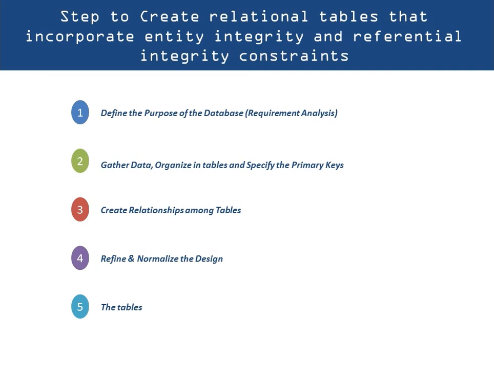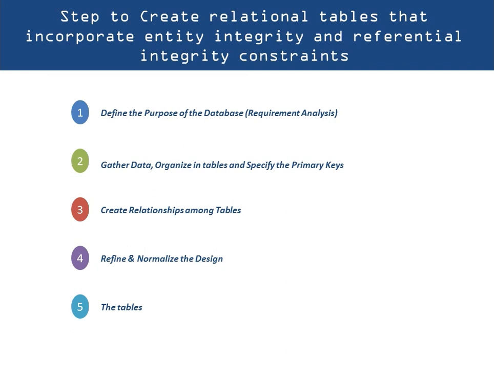Next, gather data, organize it in tables, and specify the primary key. Once we have decided on the purpose of the database, gather the data that needs to be stored in the database. Divide the data into subject-based tables. Choose one column or a few columns as the so-called primary key, which uniquely identifies each of the rows.